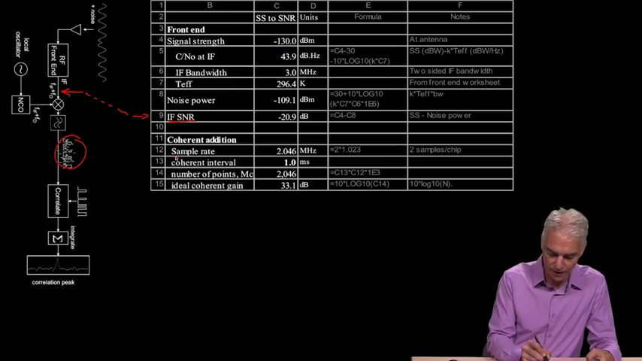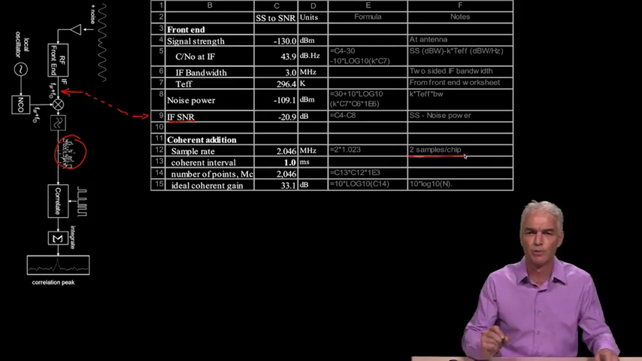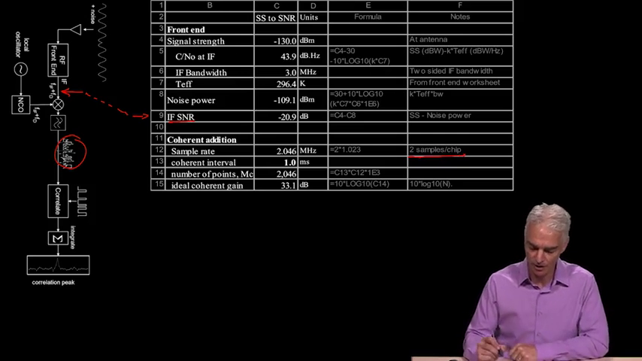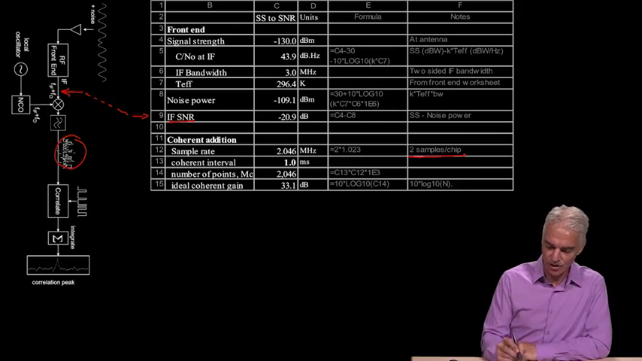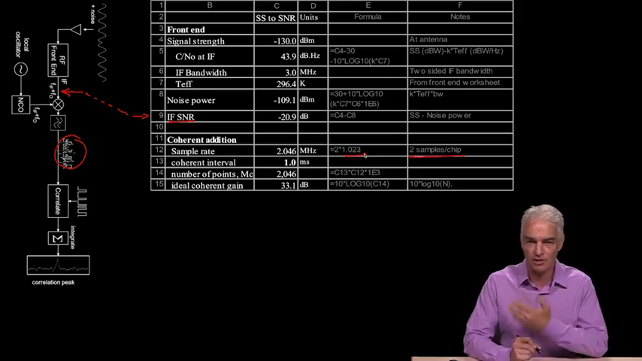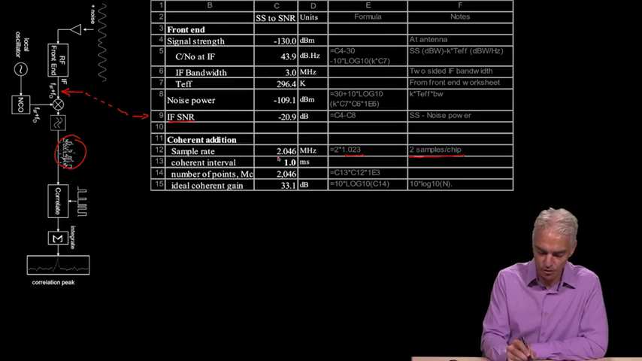To work with that, we have to define what our sample rate is, and I mentioned previously that 2 samples per chip is a very common sample rate for initial acquisition of the signal, which is what we're looking at here. And the signal is 1.023 megabits per second. That's the chipping rate of the PRN code. So 2 samples per chip means that we're sampling at 2.046 megahertz.